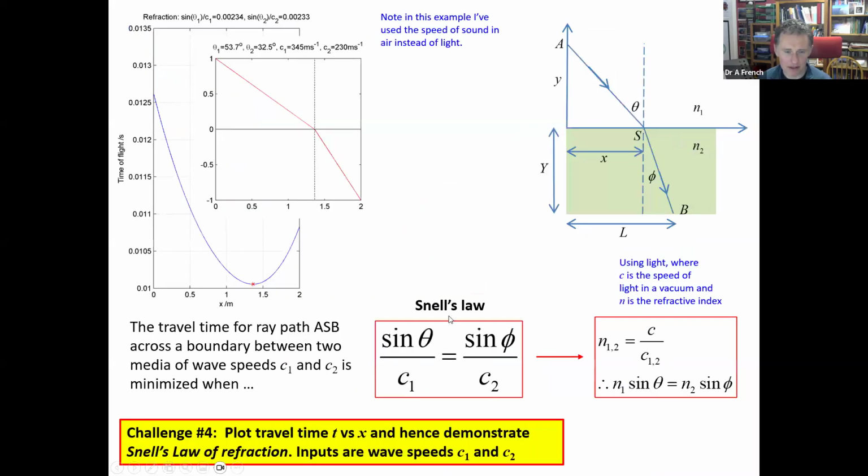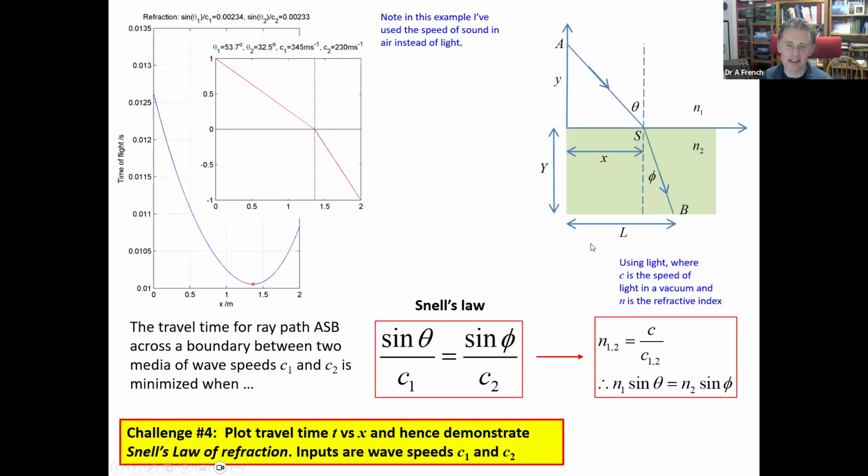So I'll show you the picture and then I'll just illustrate the maths. In the refraction case, the refractive indices are not the same. So the wave speed, C1, is the speed of light over N1, and the wave speed in this one is the speed of light over N2. And what you do is work out the minimum time that goes from A to S to B.